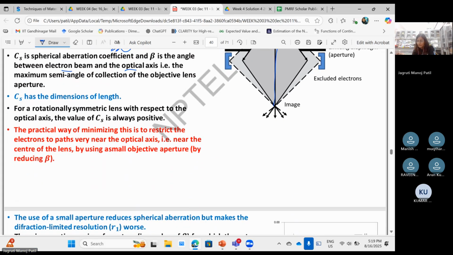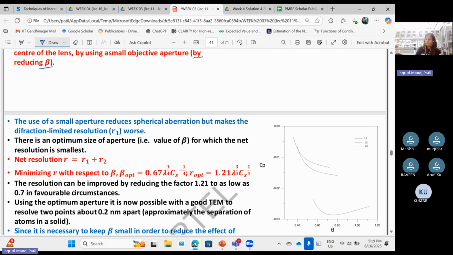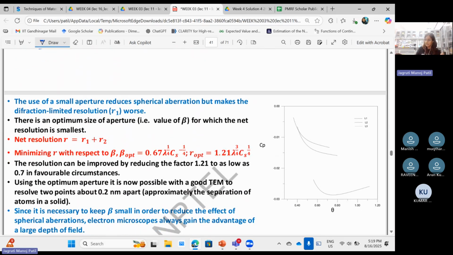Okay. So the practical way is that you minimize or restrict the electrons to the path of the optic axis or very near to the optic axis. Hence, you also reduce the aperture. You take a smaller objective aperture and you also reduce the semi-angle. So all in all, we are coming to the same point: use thin lenses, use a smaller focus. If your sample is thin enough, then it's good. You would not go into the effects of diffraction and your resolution would be okay to deal with the finer features in your specimen.